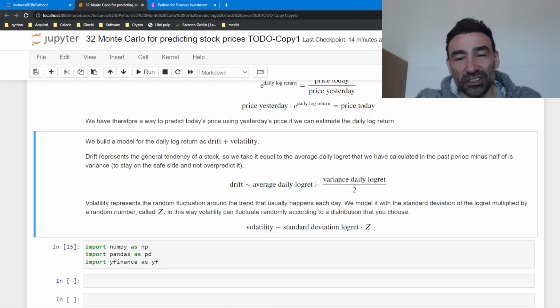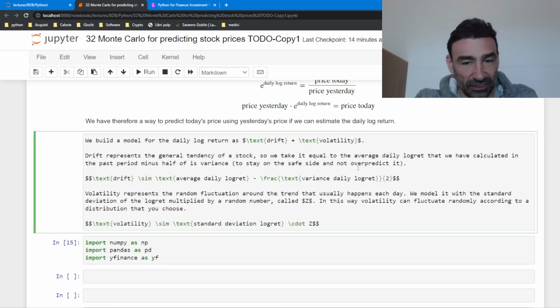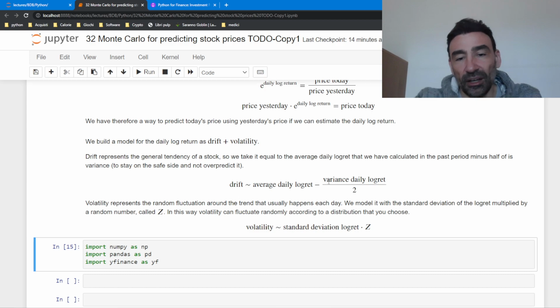Okay, just to be on the safe side, let's reduce it a little bit, subtracting the variance of the daily log return divided by 2. Well, it's just a rule of thumb, it's not a rule. It even doesn't respect the units of measure, or, no, it respects, okay. But using the variance and not the standard deviation doesn't make me happy. However, typically people just put this minus half of the variance to just stay on the safe side.